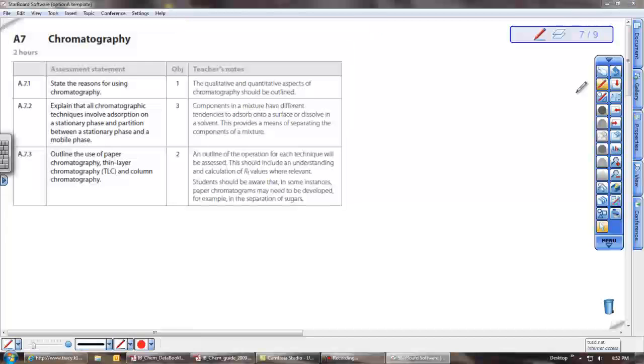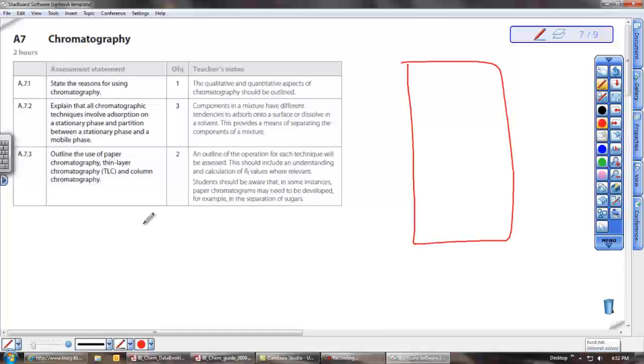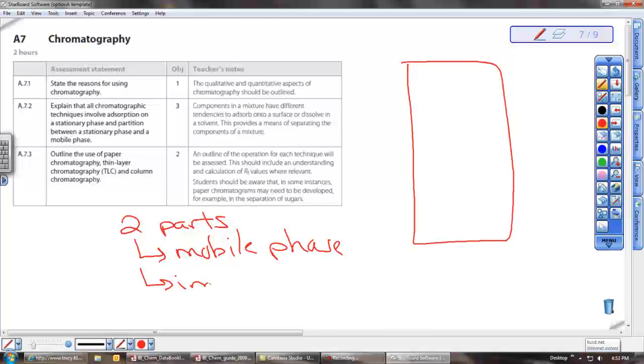Okay. Chromatography. Chromatography, 2 parts that you need to know. Mobile phase, immobile phase. Just like the name says, the mobile phase moves, the immobile phase does not. So a story I told pre-IB Chem, I think, is a perfect analogy.